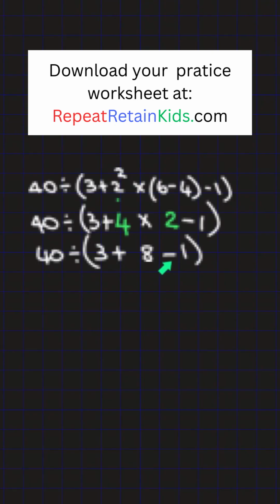Plus comes before minus in BODMAS. So we're going to go across. 3 plus 8 is 11. Minus 1 is going to be 10. So the answer to that bracket now is 10. And let's write the rest in that was standing outside the bracket. Right, so now it's simple. All we have to do is 40 divided by 10. We can do that in our mental arithmetic. That is going to be 4.